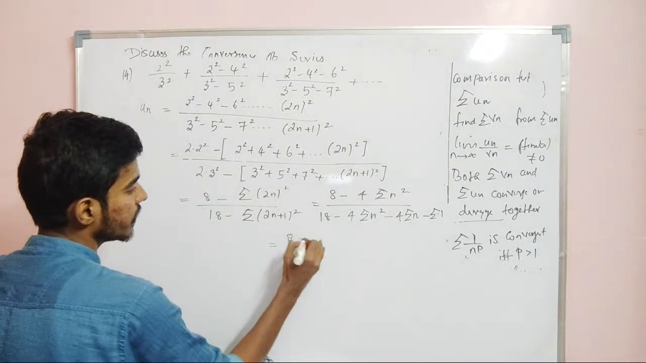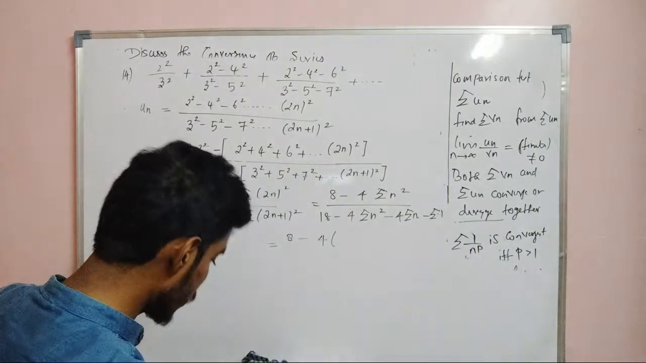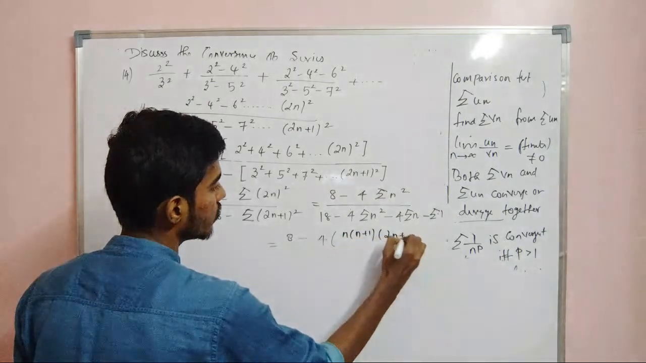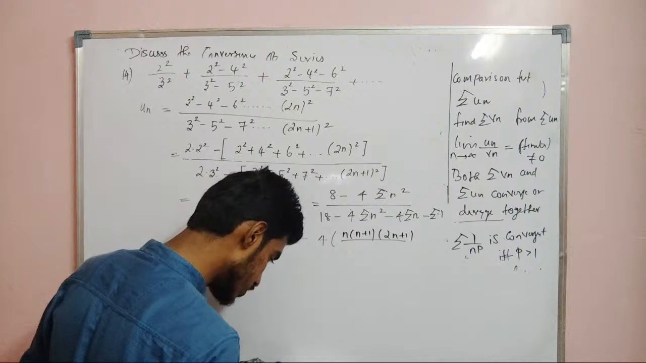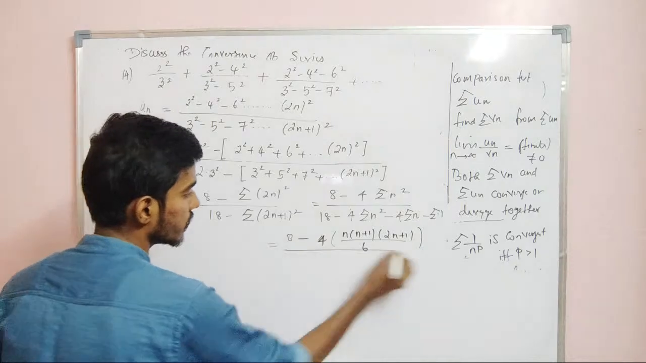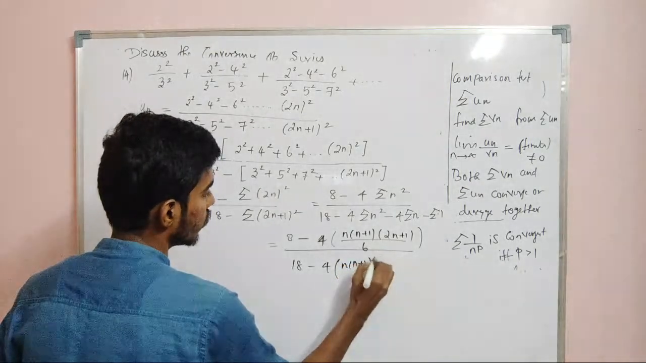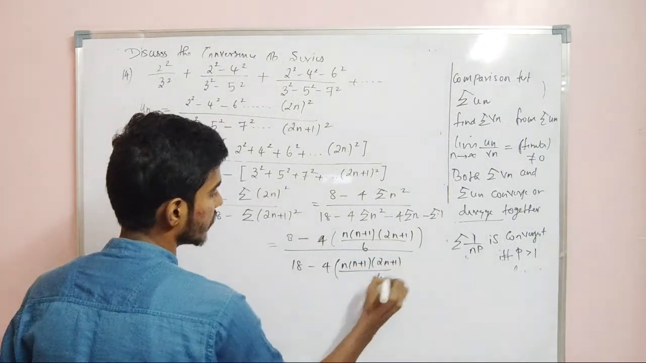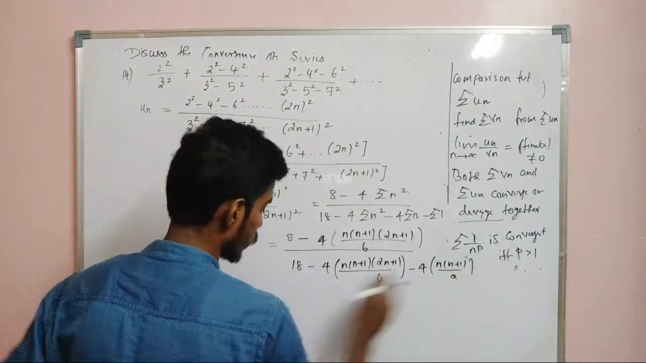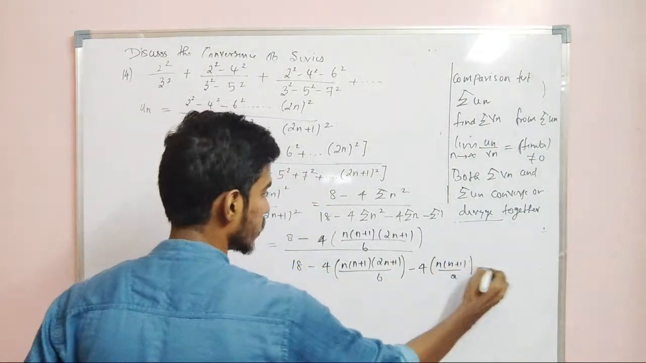So this is nothing but 8 minus 4 into summation n square, so these are very basic formulas. So summation n square is n into n plus 1 into 2n plus 1 divided by 6, divided by 18 minus 4 into, so again n square is n into n plus 1 into 2n plus 1 divided by 6 minus 4 into summation n is n into n plus 1 by 2, and summation 1 is equal to n.